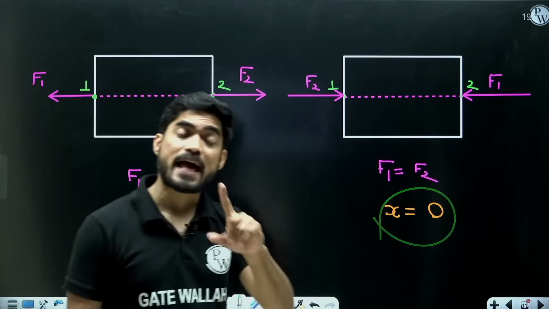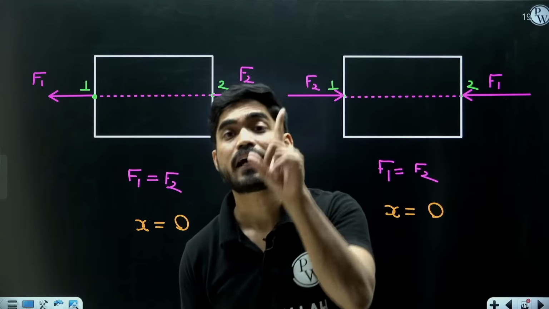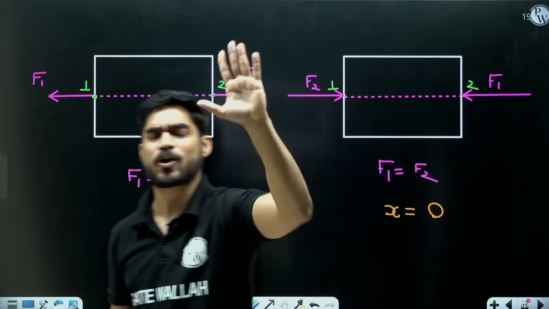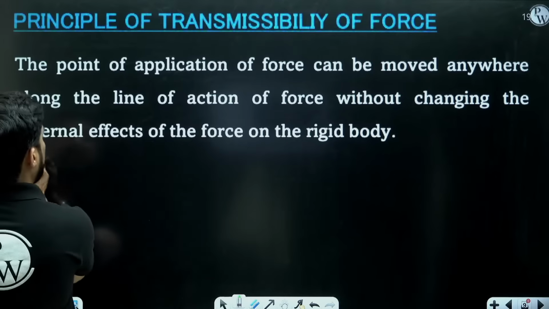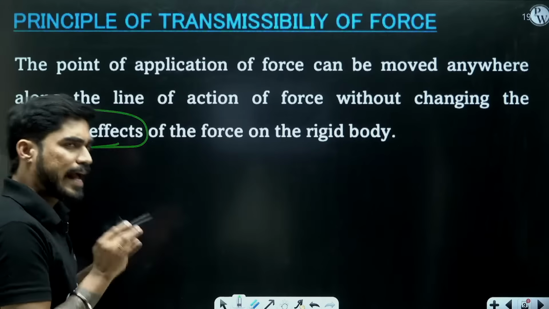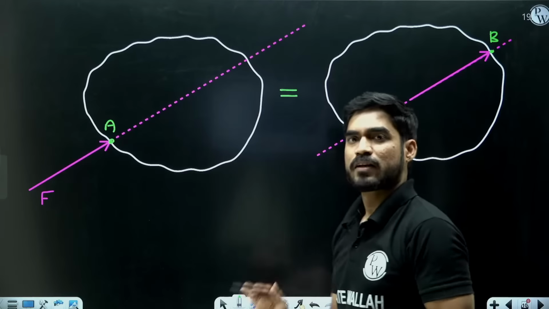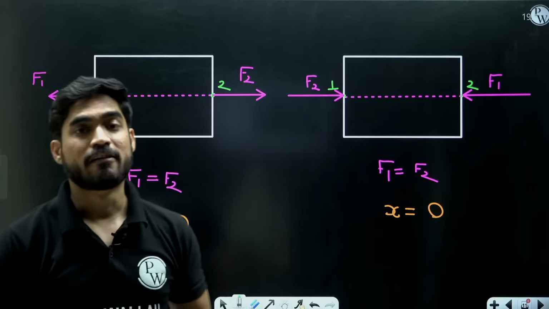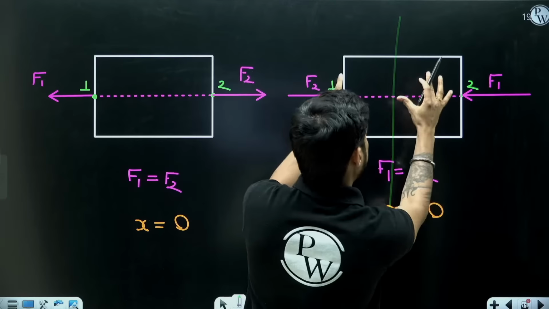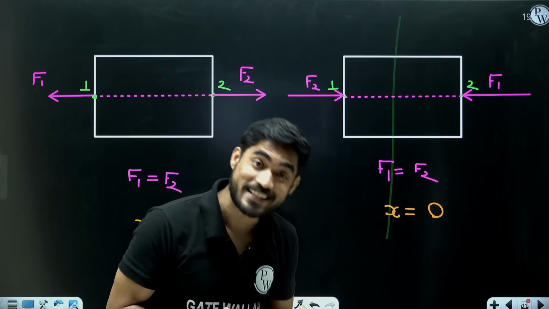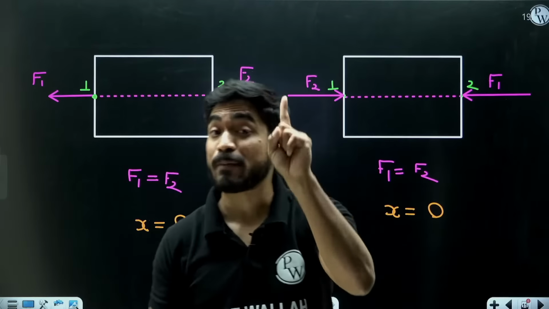So in order to calculate the internal effect, you must consider the correct point of application. Is this clear or not? In engineering mechanics, we are only dealing with the external effects. Hence, we can move the point of application along the line of action. But in strength of materials, we deal with the internal effect. We cut the body and look inside the material. What is happening? What stress is developed? In that case, we can't change the point of application.